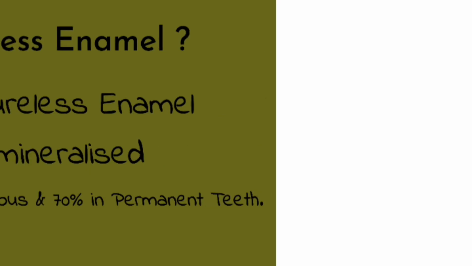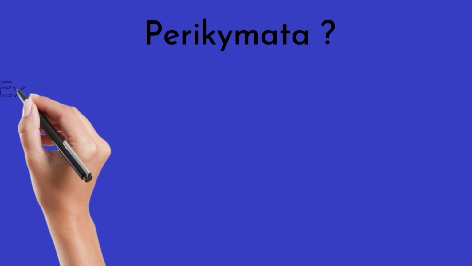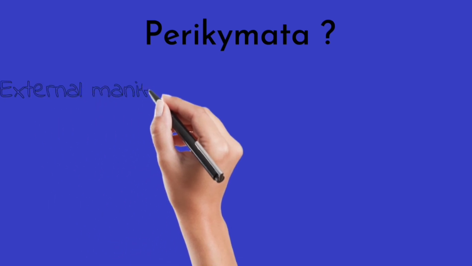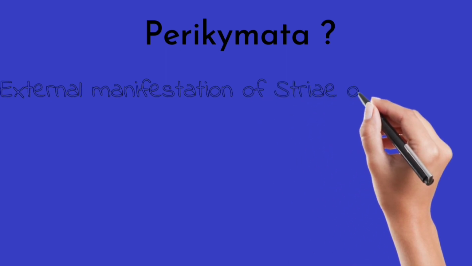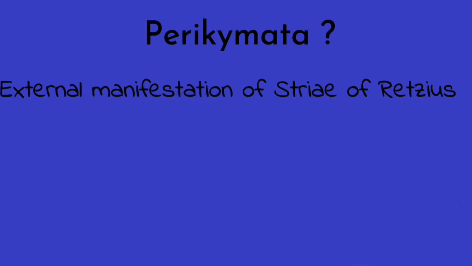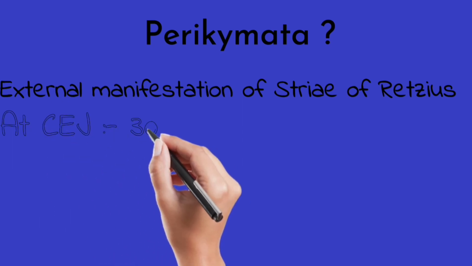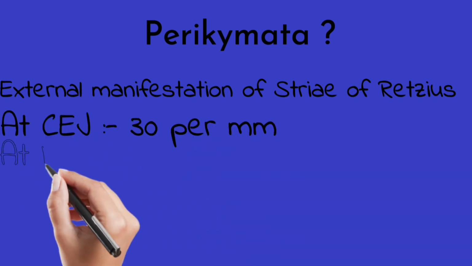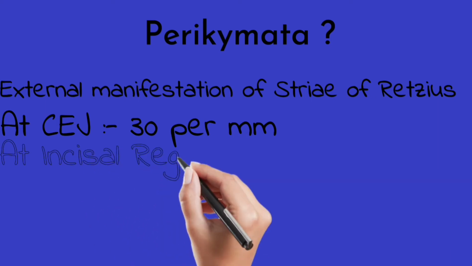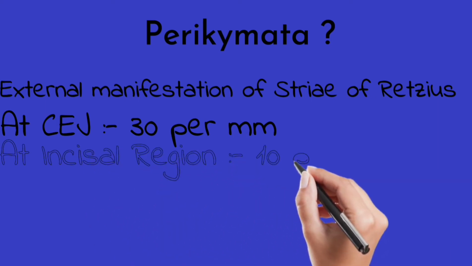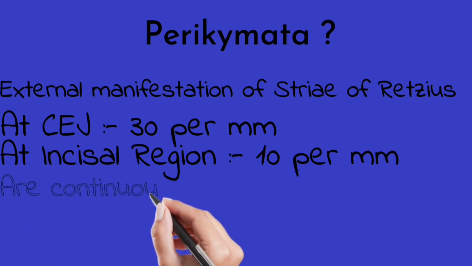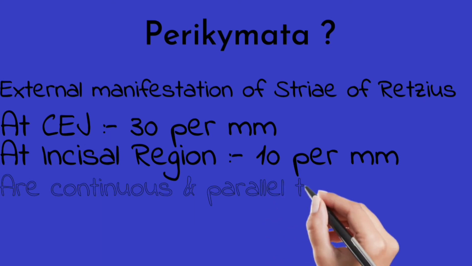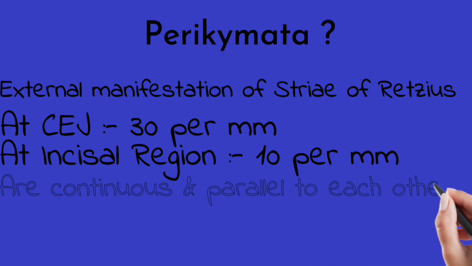Next, we move on to our next topic, that is perikymata. What is perikymata? Perikymata is the external manifestation of striae of Retzius. It's a very important question. That is, what is perikymata? It is the external manifestation of striae of Retzius. We have already learned striae of Retzius. Now, these perikymata are about 30 in number per millimeter in the cemento-enamel junction and only 10 per millimeter in the incisal region. Also, we need to note that these perikymata are continuous and parallel to each other. So these are continuous and parallel.